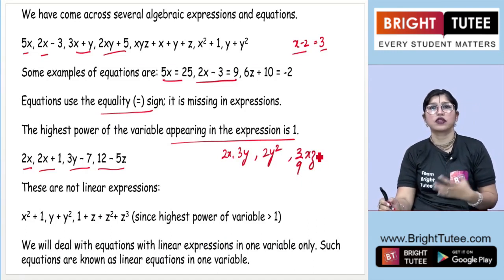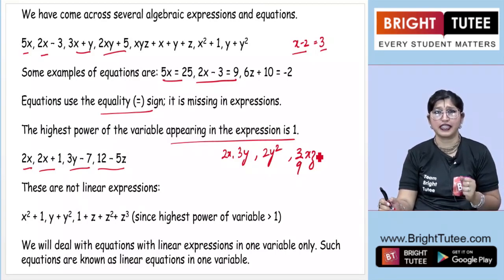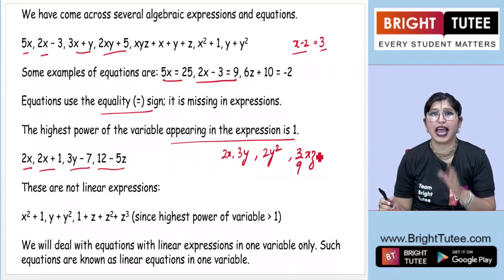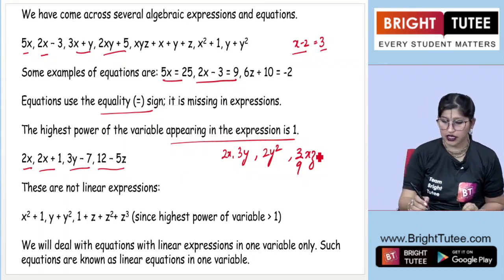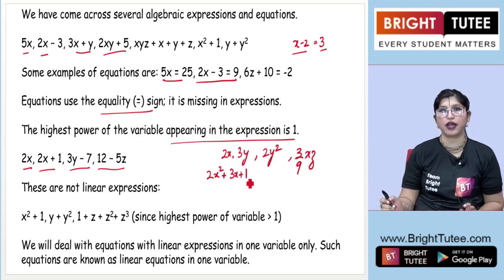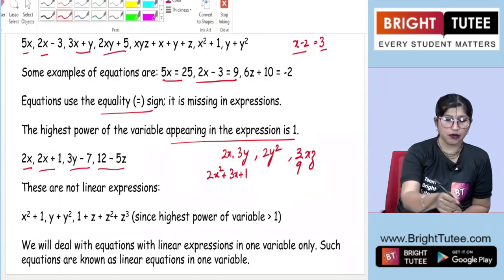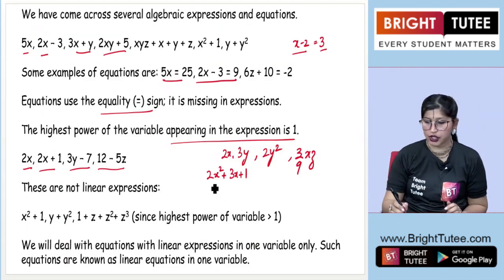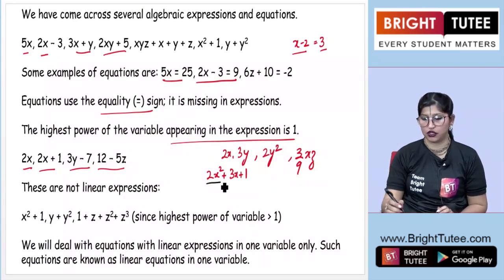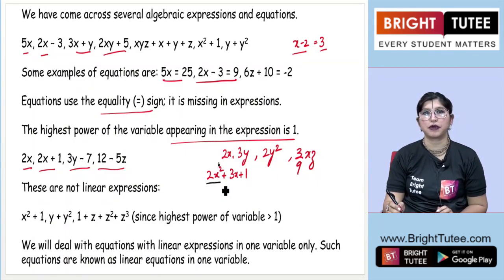And if I am talking about the power or the highest power or the degree, we can say what exactly it is. There is a difference between degree and power. What's that? Let's say I have one algebraic expression, 2x square plus 3x plus 1. If I am talking about power, we have power of individual terms. So this is our first term, x to the power 2. So this 2 is the power of this term, 2x square.